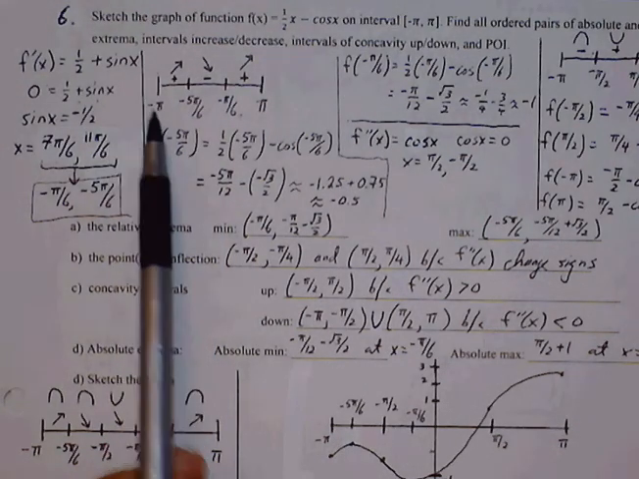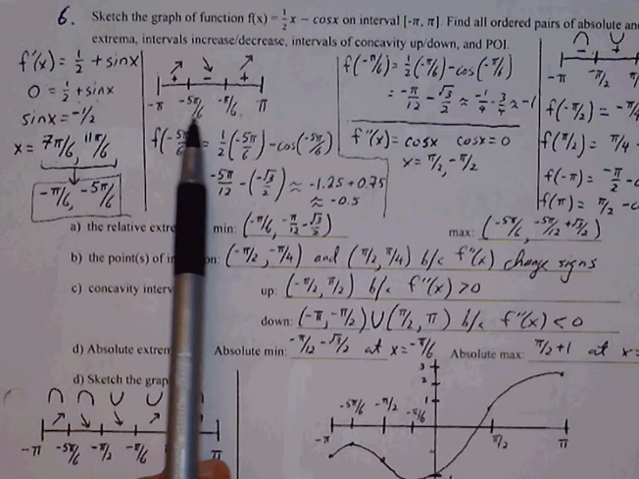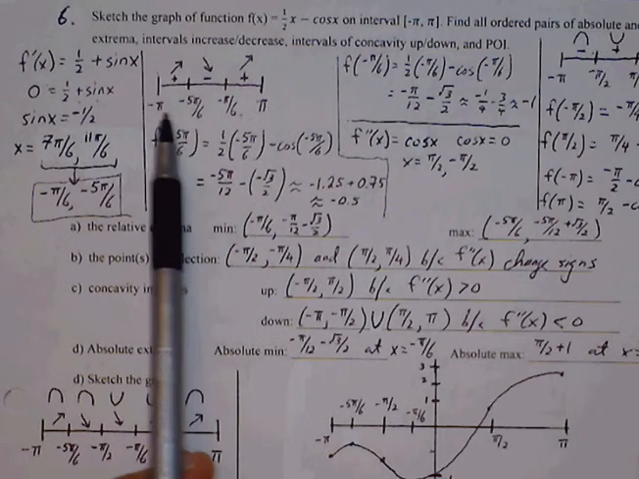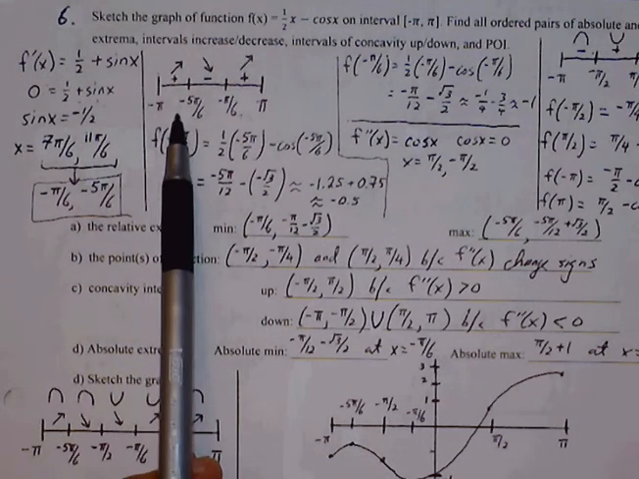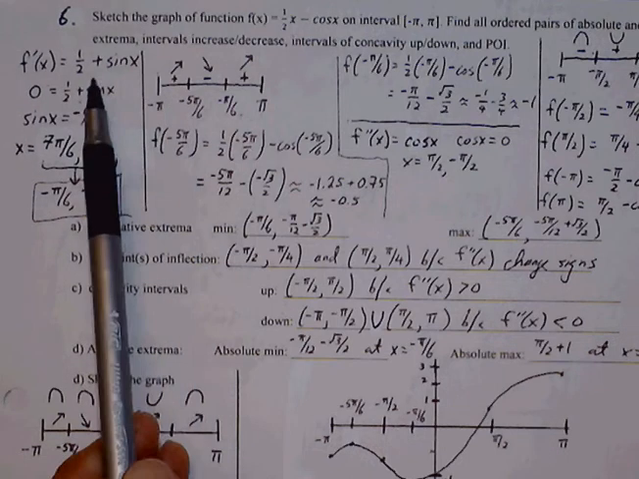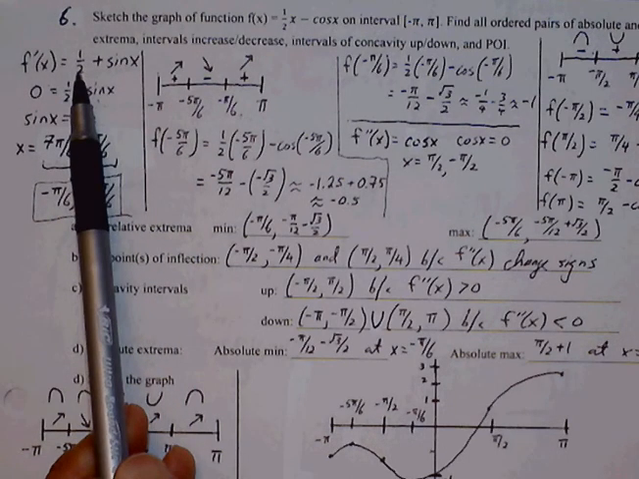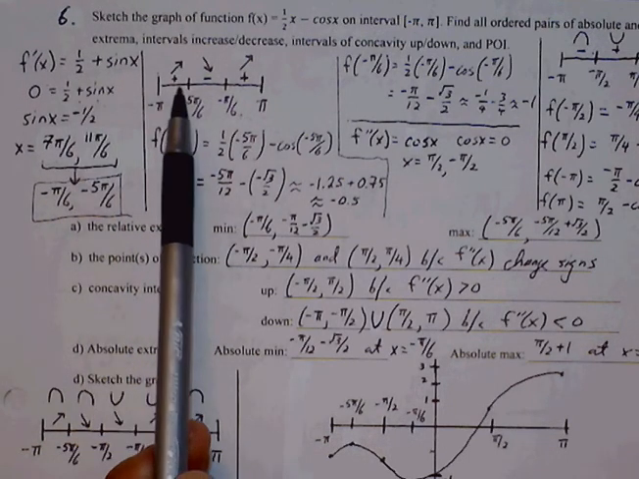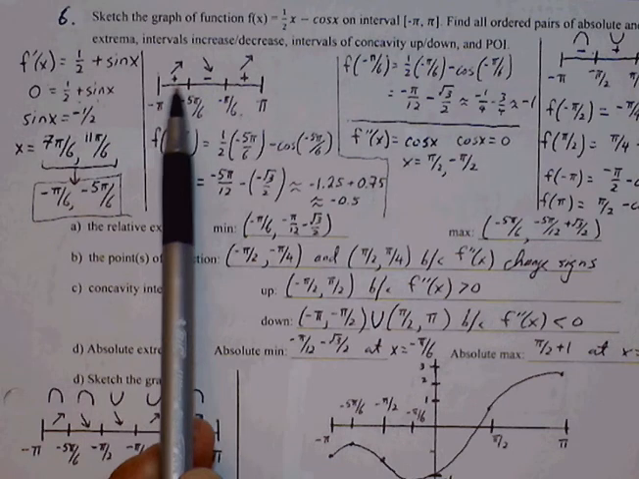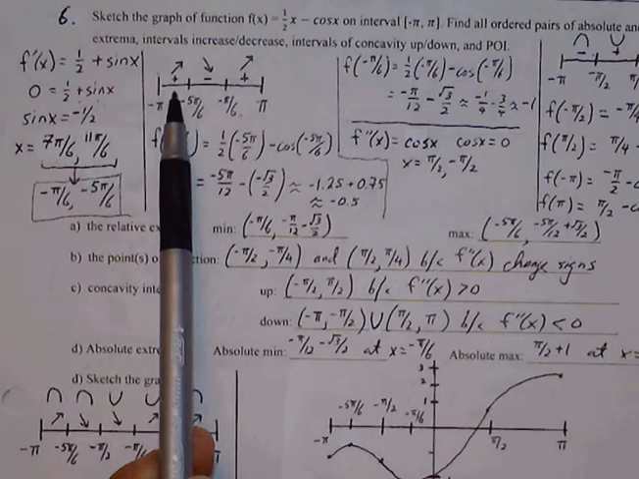So for sine of an angle between 0 and negative 0.5, we can choose, let's say, negative 0.3. So negative 0.3 plus 0.5 will give us a positive value, 0.2. So we know that this interval will be positive, increasing slope.